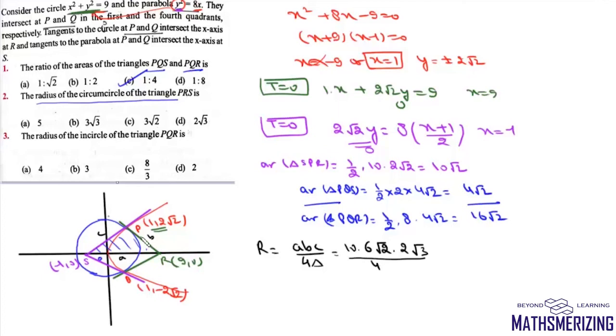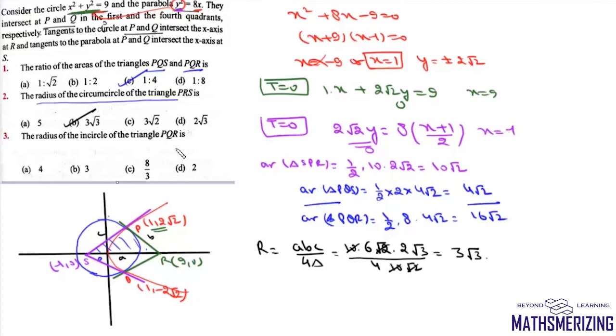And what is the value of delta? Now area of triangle SPR is 10 root 2. So root 2 will cancel, 10 will cancel, and then it will be 3 root 3. So that's your option number B.